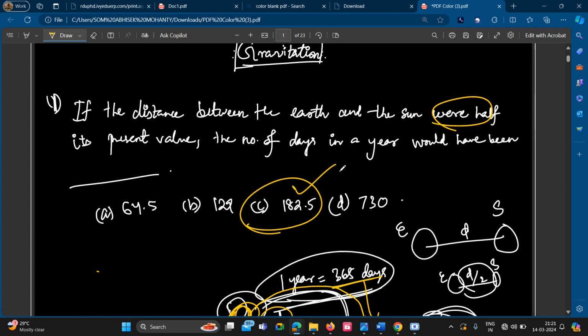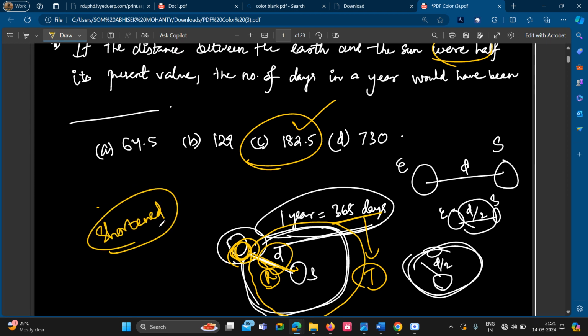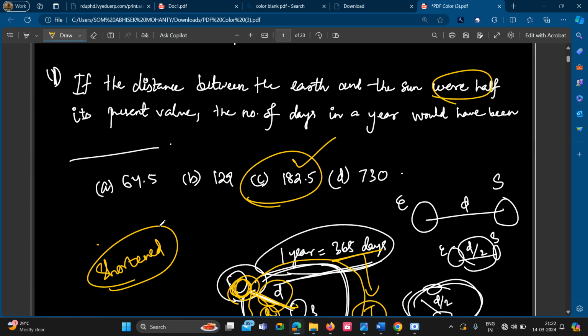So if you see, if the distance is shortened, then the number of days in a year is also shortened. Shortened means decreased. Yeah. So this is the first question from gravitation. Is it all right?